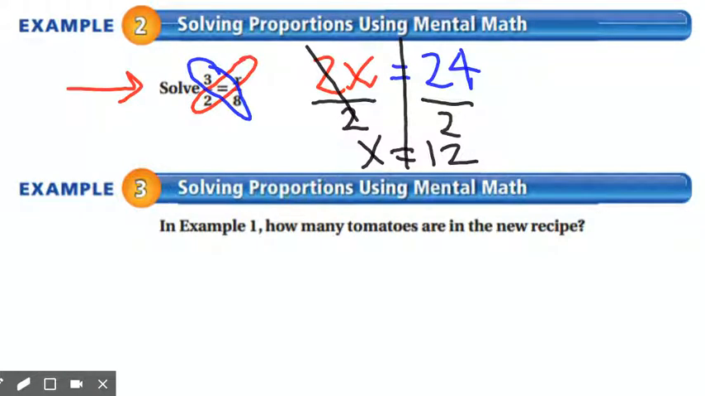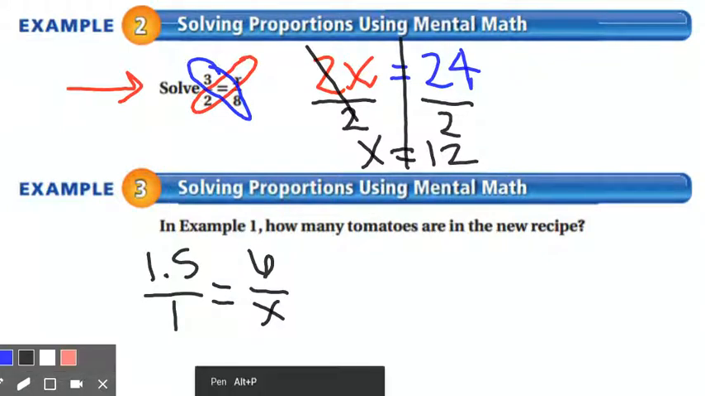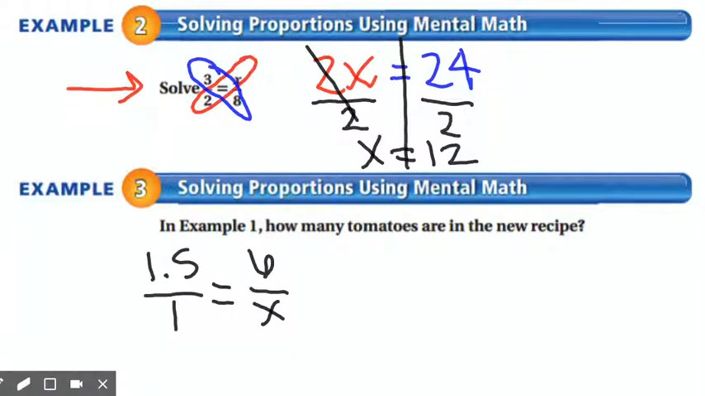All right, so that is our answer. X equals 12. Example 3 said in example 1, how many tomatoes are in the new recipe? So let's think about what our proportion was that we wrote. We had 1.5 over 1 equaled 6 over x. If you just look up at example 1, that's where I got those numbers from. That's what we wrote down for our answer for example 1 when we had to write the proportion.